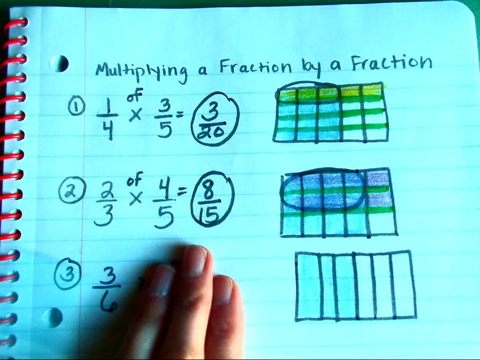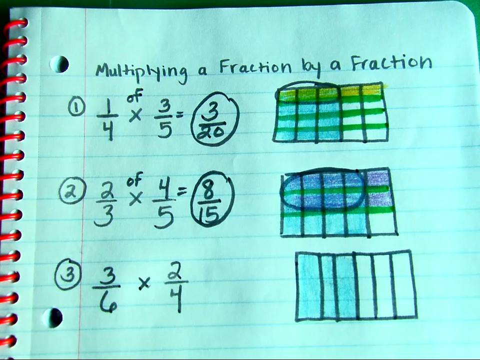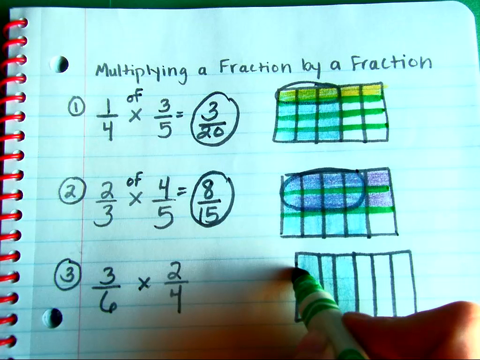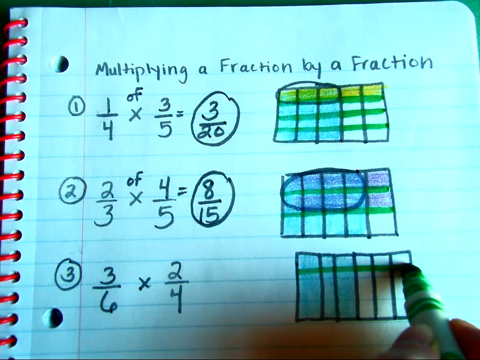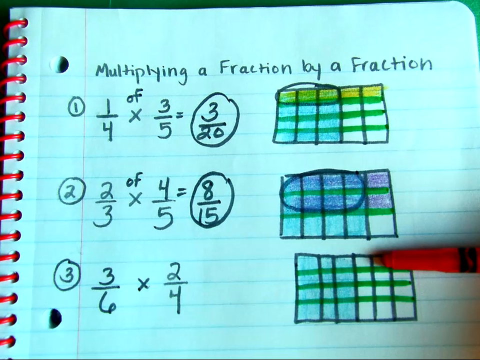And now I'm going to take 2/4 of that 3/6. So next I need to draw horizontal lines broken up into 4 parts. 1, 2, 3, 4. So I have 4 rows. 1, 2, 3, 4. I'm going to shade in 2 of the 4 rows.